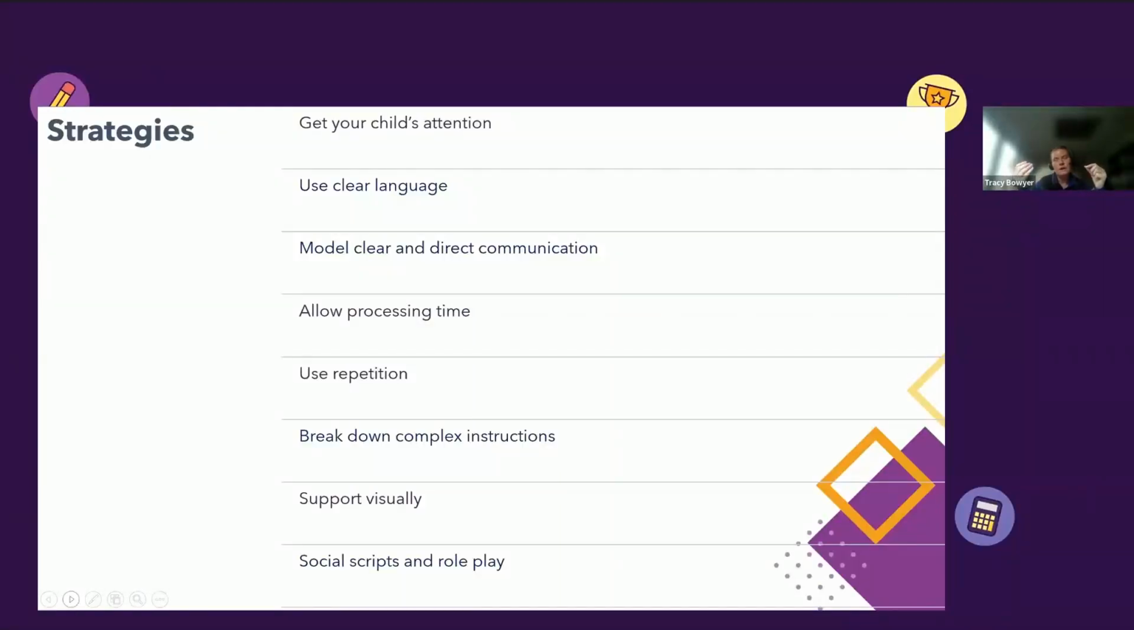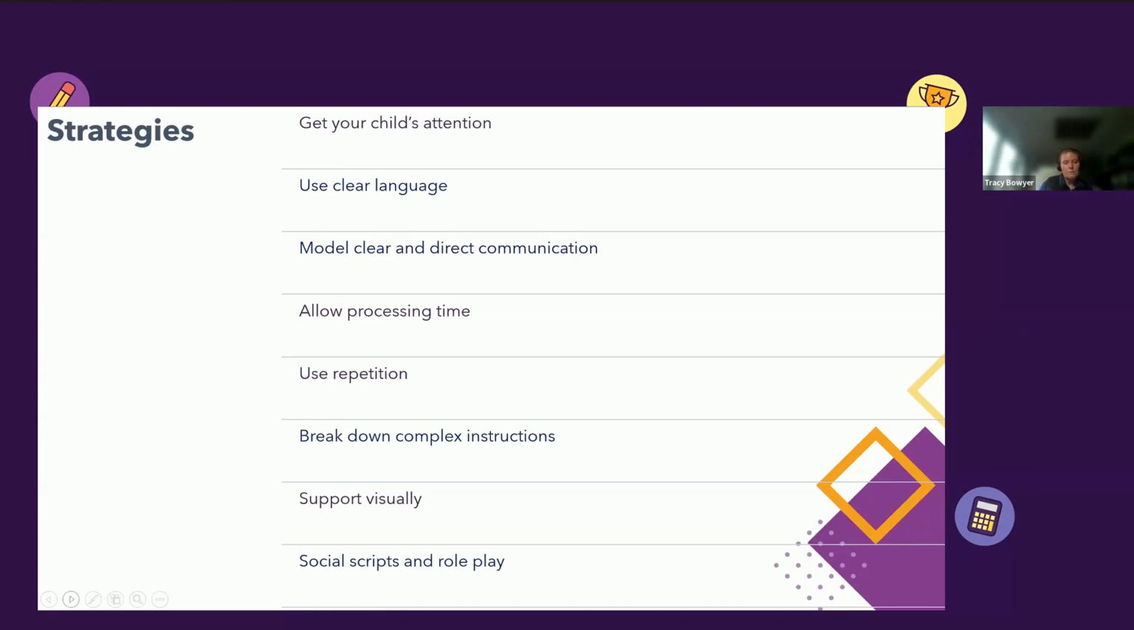So for example, if I was to give my son an instruction or ask him a question, and I didn't give him enough time to process that, and then I asked the same thing again, if I repeated it, then he has to start the processing of that question or instruction all over again. So just give them that extra time.